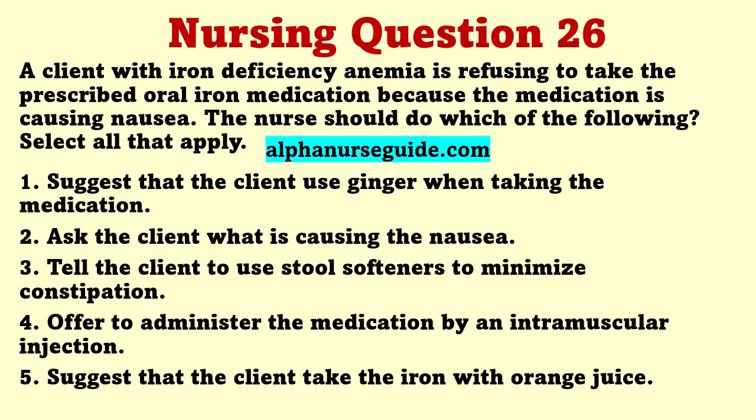The nurse should first ask the client why the client does not want to take the oral medication, and then suggest ways to decrease the nausea and vomiting. Ginger may help minimize the nausea, and the client can try this remedy and evaluate its effectiveness. Iron should be taken on an empty stomach, but can be taken with orange juice. The client can evaluate if this helps the nausea.